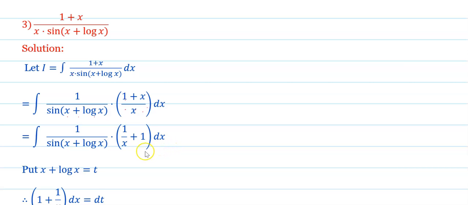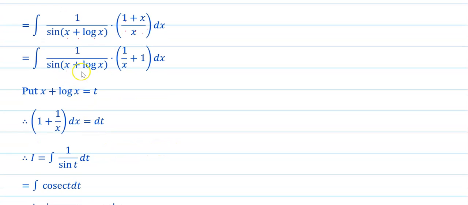Now the substitution. What is the substitution? See this here, x plus log x, and that is equal to t. What is the derivative of x? 1. Log of x is 1 upon x into dx, and that's equal to dt, and hence (1 upon x plus 1) into dx, its value is dt.